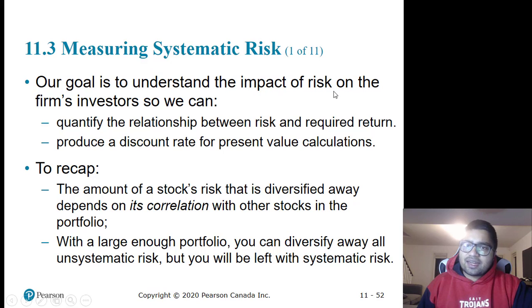Our goal is to understand the impact of risk on individual firm investors so we can quantify the relationship between risk and required return and produce a discount rate for present value calculations. To recap, the amount of a stock's risk that is diversified away depends on its correlation with other stocks in the portfolio. With a large enough portfolio, you can diversify all unsystematic risk, so you will only be left with systematic risk. Systematic risk you cannot diversify.